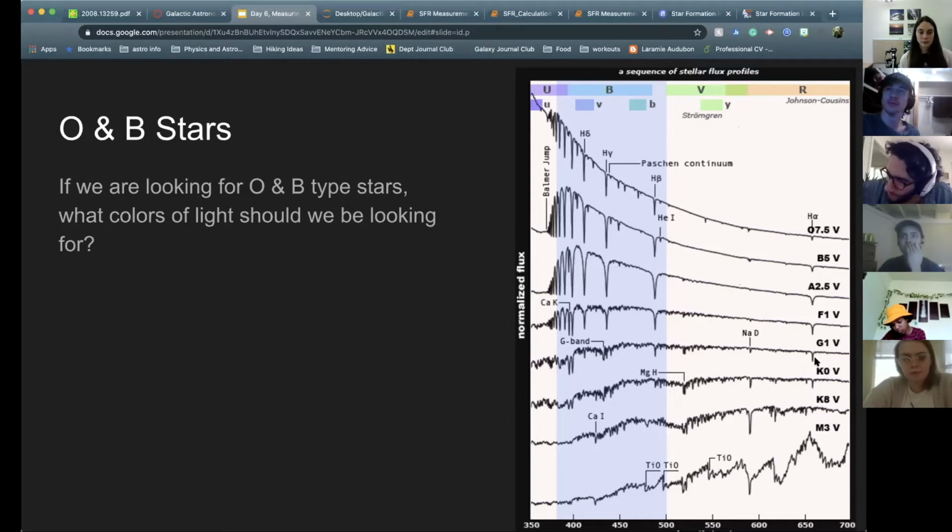So to measure star formation, we're looking for young stars. Zero-age main sequence is hard to get, but O and B stars we know have to be young because they don't get old. So if we can find them by looking for UV and blue light, we have found recently formed stars.